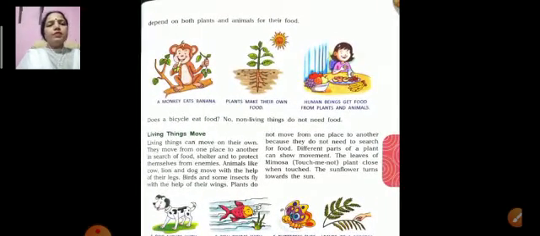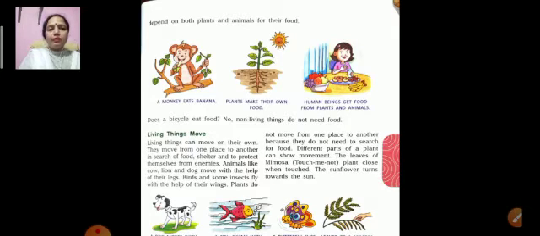So now, children, living things move. So firstly, what is the difference? Living things move, but non-living things can't move. Living things can move on their own. They move from one place to another in search of food, shelter and to protect themselves from enemies.